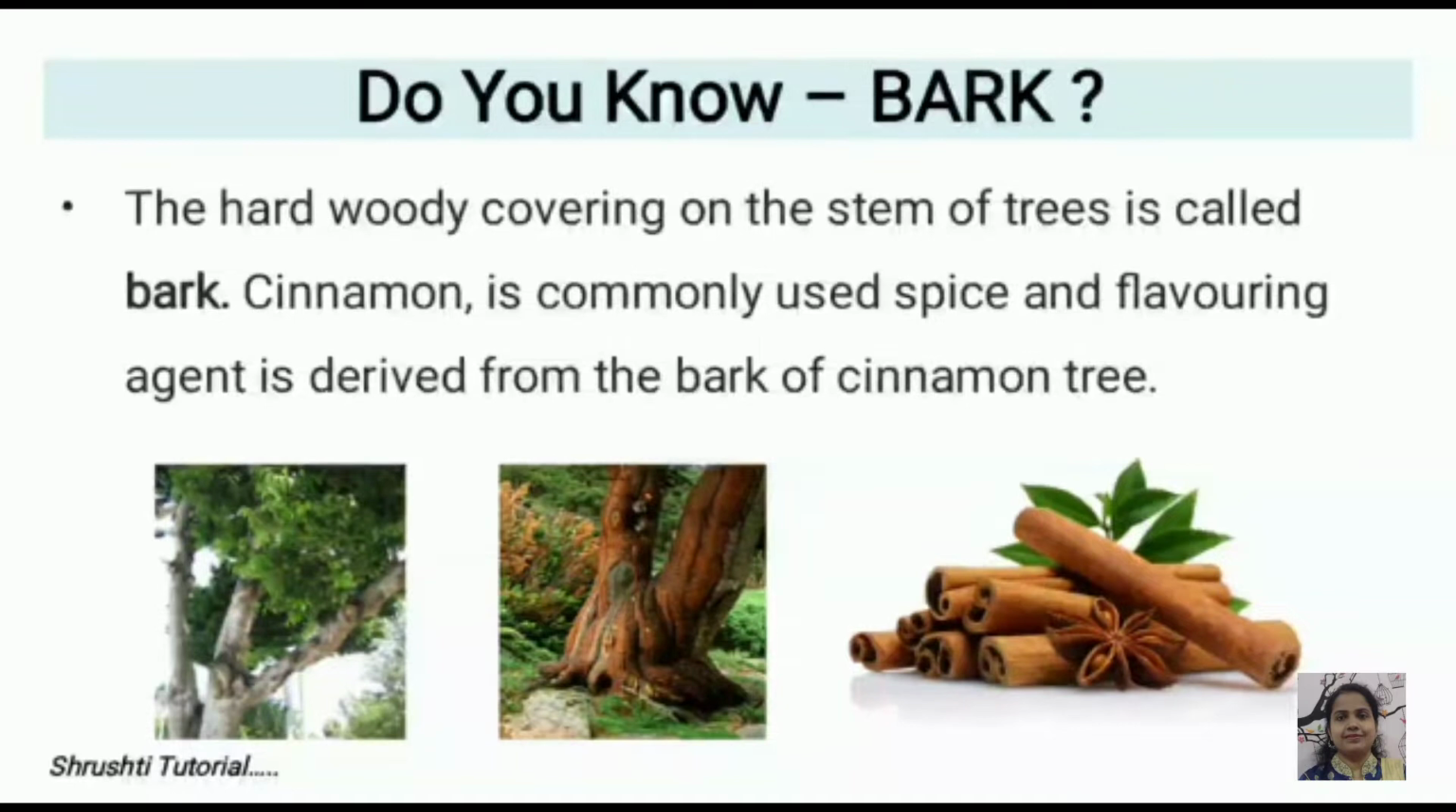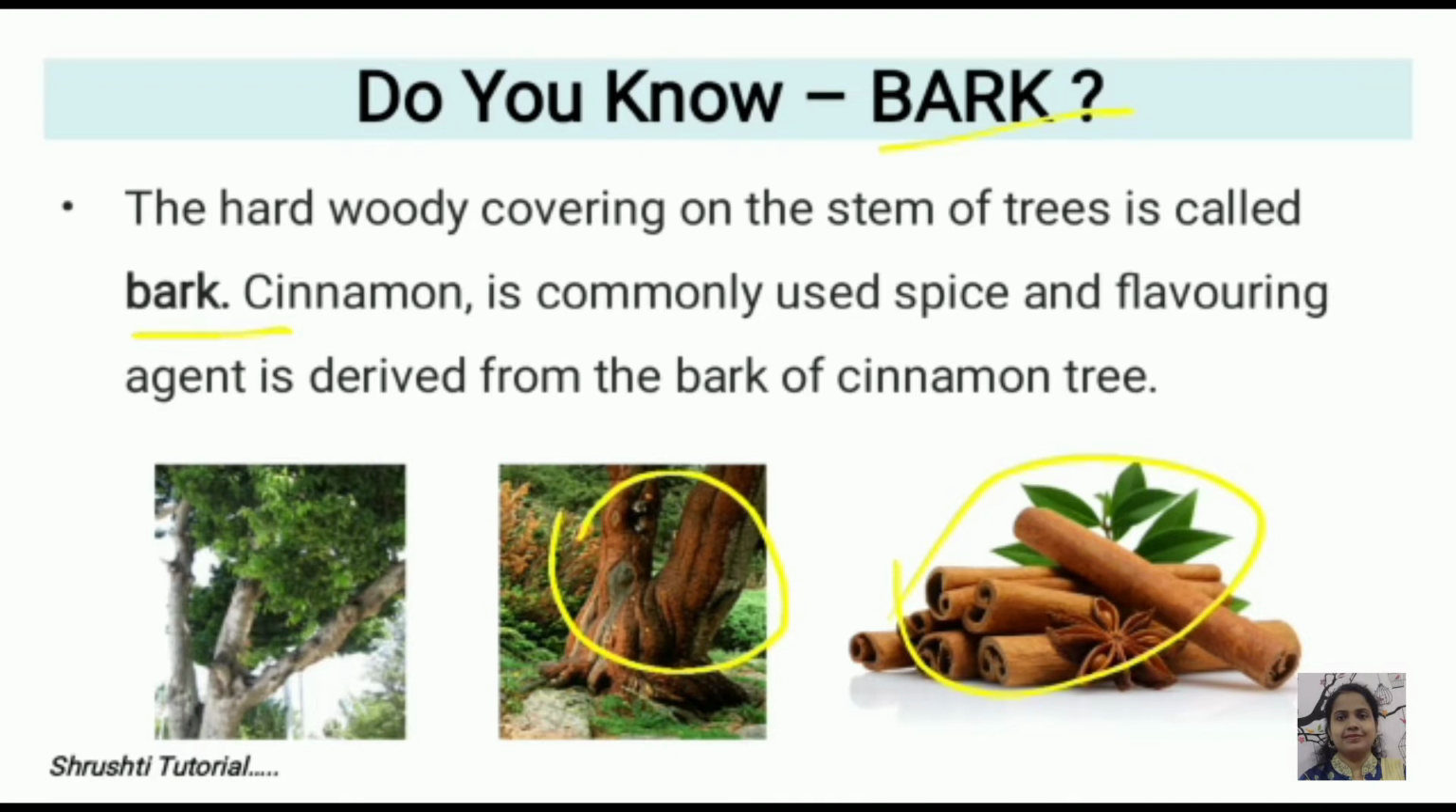Do you know what we mean by bark? From the big trees, the outer part of the tree, that means we can say the skin of the tree, is known as the bark. The hard woody covering on the stem of the tree is called the bark. Cinnamon, a commonly used spice and flavoring agent, is derived from the bark of the cinnamon tree. Can you see? This is used as a spice. We can say this is the bark of the tree, that is the outer surface of the tree.